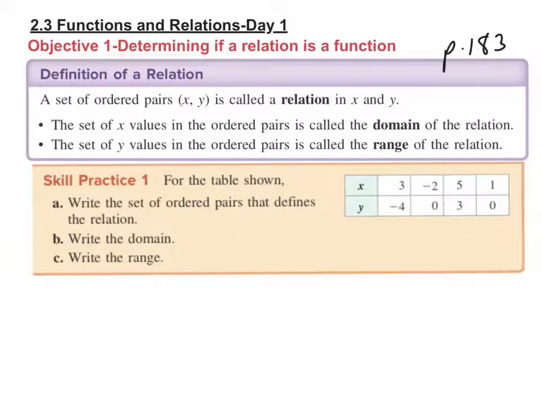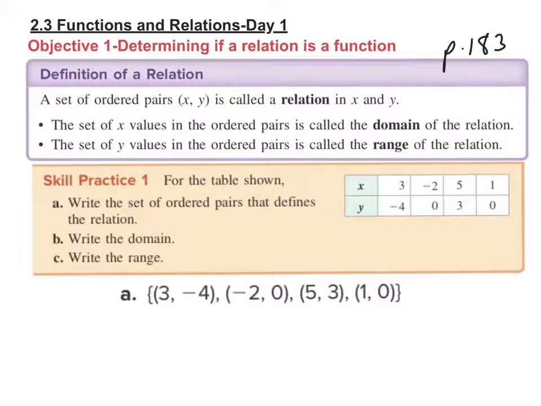Write a set of ordered pairs that you can come up with from this table first. Let's start there. So your set should contain 4 points. Okay, what's the first point? 3, -4. What's the second point? -2, 0. What's the third point? 5, 3, and then 1, 0. So this is what your set of points should look like. That's our relation in set notation. Okay, 3, -4, -2, 0, 5, 3, 1, 0.